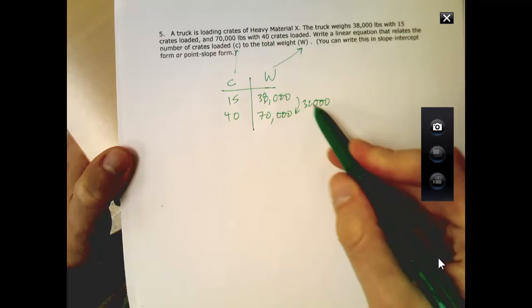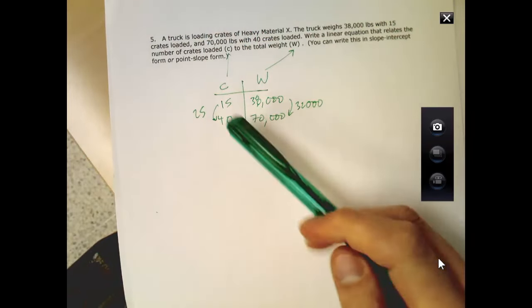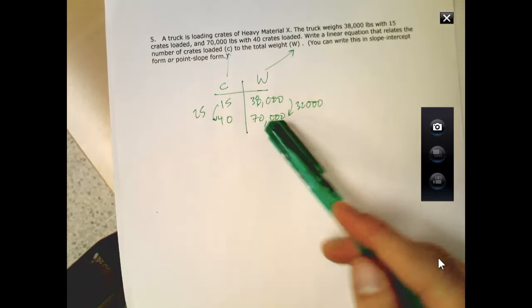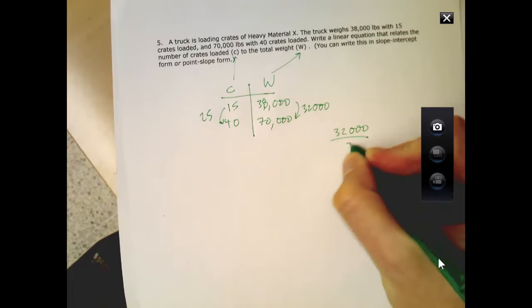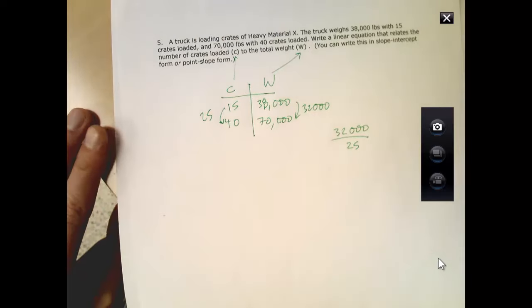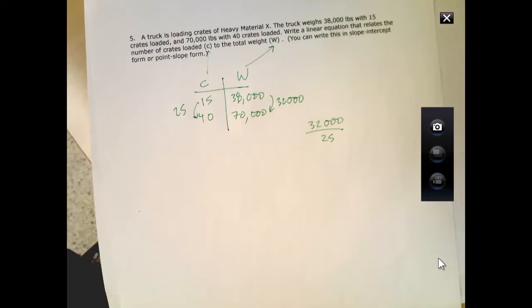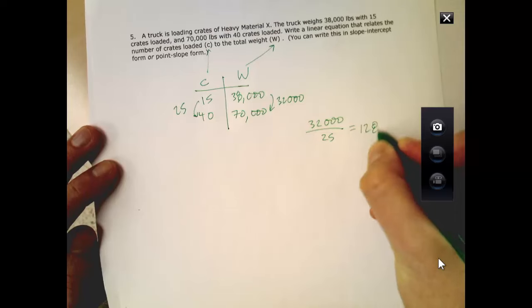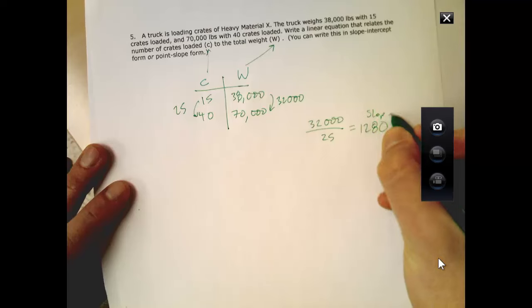So this is an increase of 32,000 pounds, and this is an increase of 25 crates. So of course that means that if we add 25 crates, by doing that we're adding 32,000 pounds. So we can then divide, and by dividing, we'll be finding the weight of one crate. And it looks like that's going to be 1,280. And that, of course, is the slope, right? This right here is the slope of the line.